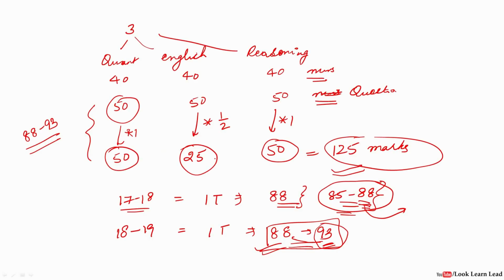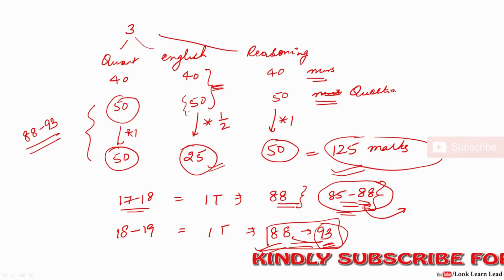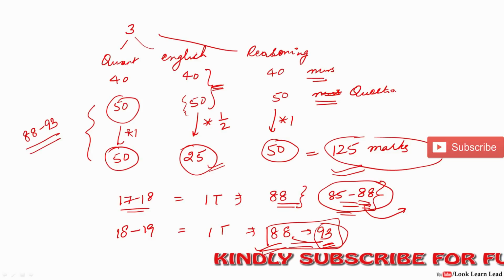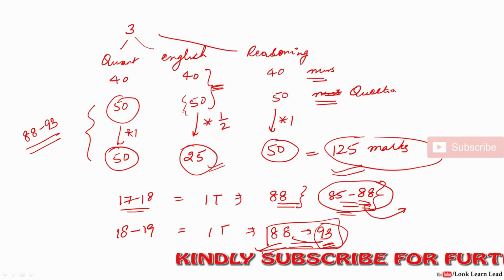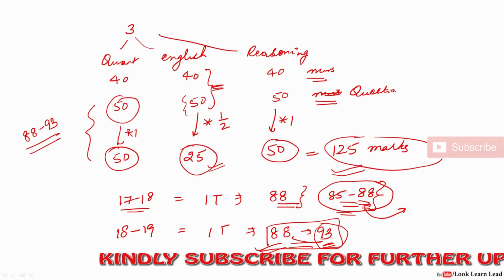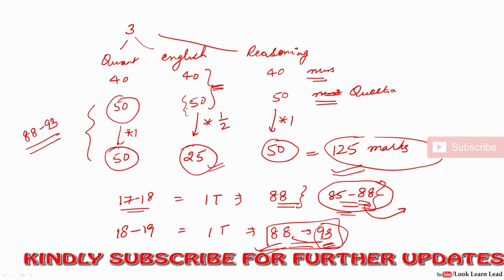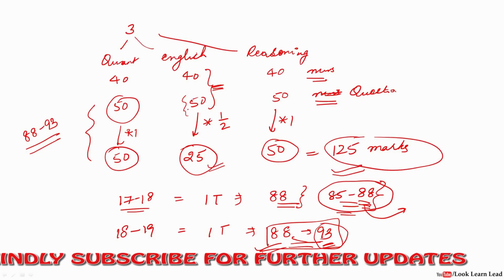The best part is, in English you have 50 questions for 40 minutes. So in English, 40 minutes is enough for attempting 50 questions, because except for the comprehension, all the other questions are just unjumbling sentences, or you just have to read and answer the question. So it would take merely around 45 seconds for one question, or even less than 30 seconds.